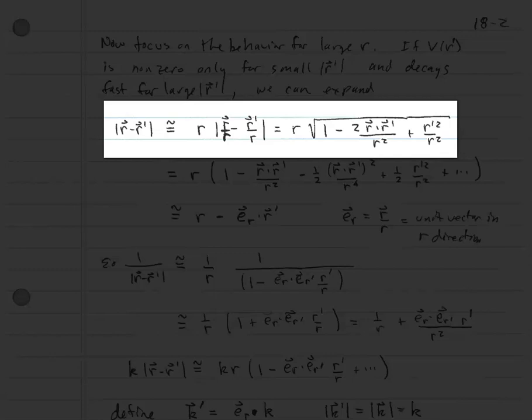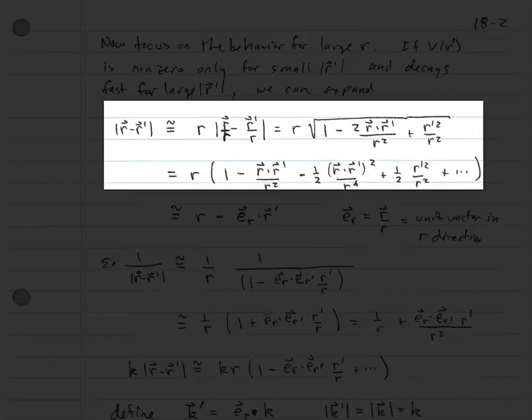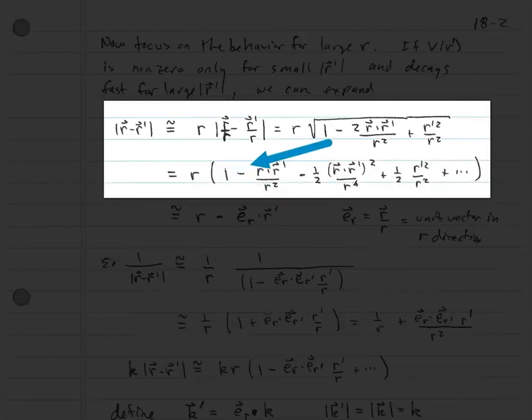Now we can further expand this under the assumption that r' is small relative to r, because r is big and r' is limited to lie close to where the potential is large. We get r times 1 minus r·r' over r². That's the term that's linear in r'. The 2 is divided by a 2 because I'm raising this to the 1/2 power. Then I also get a second term, a plus r'² over r² times a 1/2. That's the linear Taylor series expansion of that r'² term.